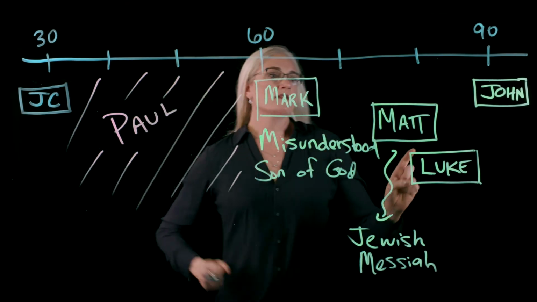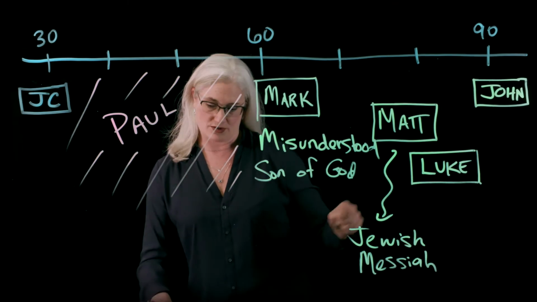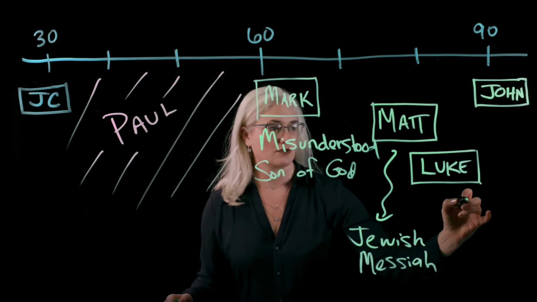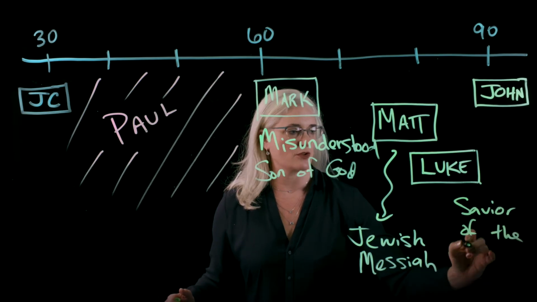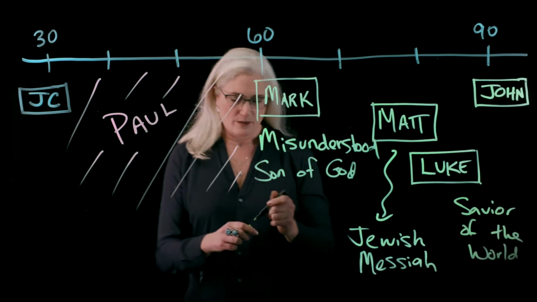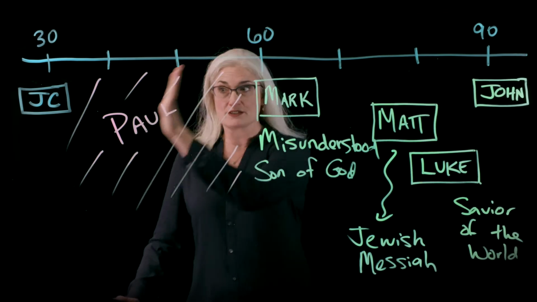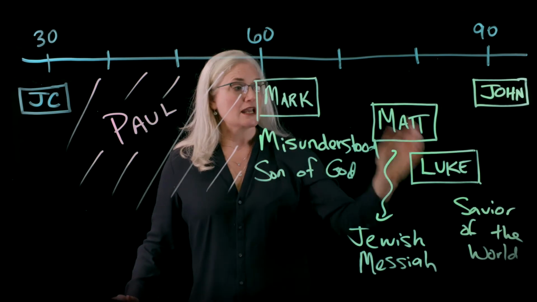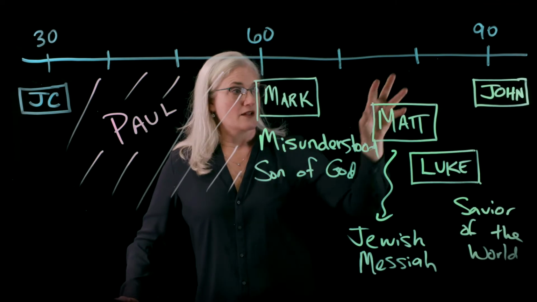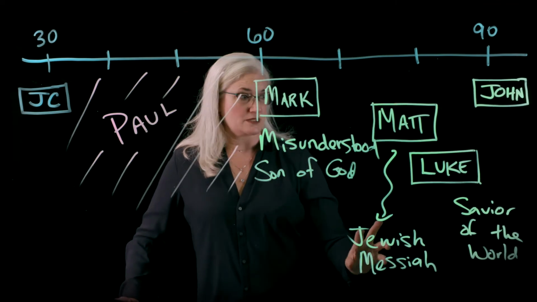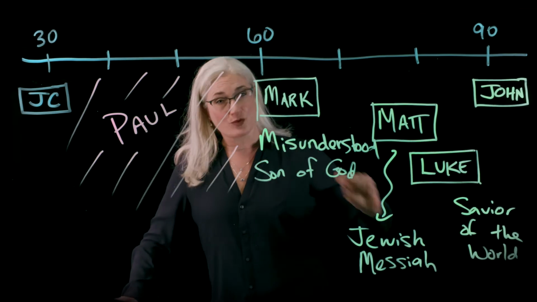So then we come to Luke's gospel, where he is depicted as the Savior of the world. I'm going to write that over here. If you can, I know it's not quite large enough, but you get the idea. Savior of the world. And this is where people usually say, oh, well, of course, I've always thought of Jesus that way. But in the context of this development of thought, initially, Jesus is a Jew, and he's a misunderstood Son of God. Then Jesus is being depicted as the Jewish Messiah. Now, in Luke's gospel, Jesus is depicted as here for the Jews, but also for the Gentiles.